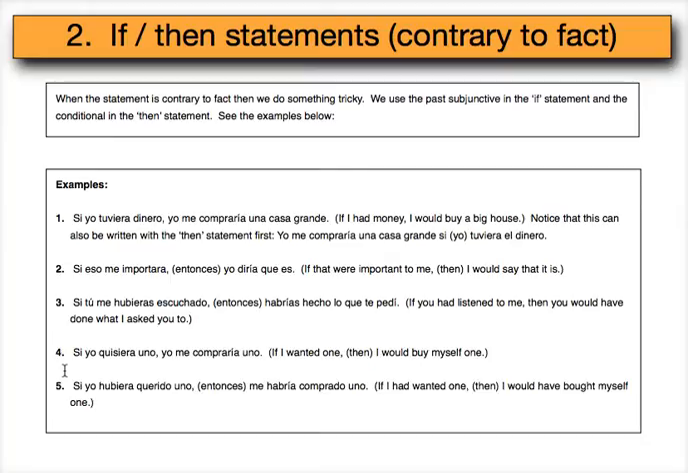Number 4, si yo quisiera uno, yo me compraría uno. If I wanted one, if that were the case, past subjunctive, then I would buy one or buy myself one. So again, conditional. Number 5, si yo hubiera querido uno, entonces me habría comprado uno. If I had wanted one, if this were the case, past subjunctive, then I would have, conditional, bought myself one.